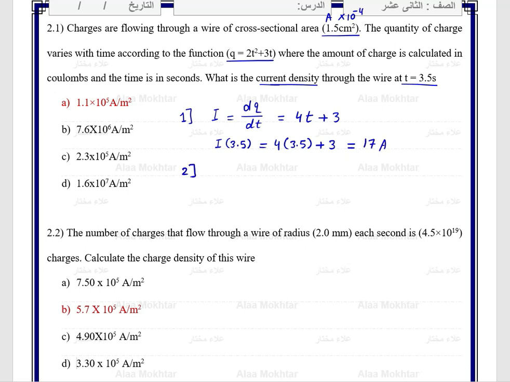The second step, J, the current density, measured in ampere per meter square. J equals I over area, so it equals 17 over 1.5 multiplied by 10 to the negative 4. The answer will be 1.13 multiplied by 10 to the power 5 ampere per meter square.